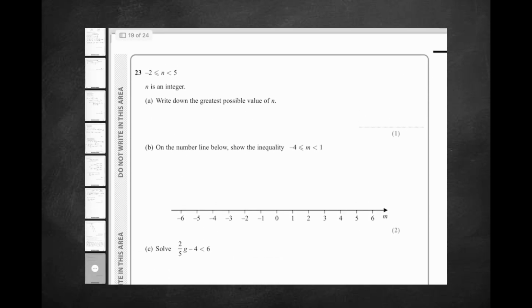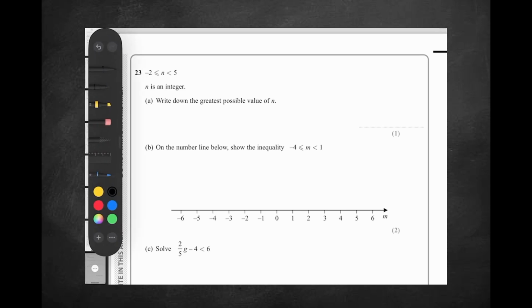Question 23. n is less than 5 and greater than or equal to minus 2. n is an integer. Write down the greatest possible value of n. So that will just be the highest integer less than 5, so 4.